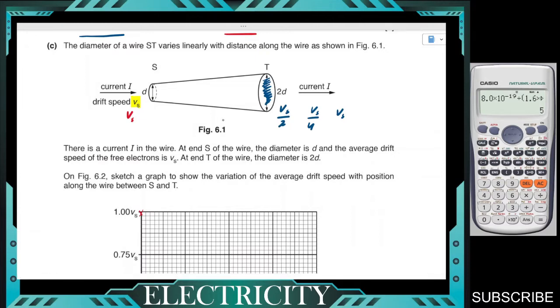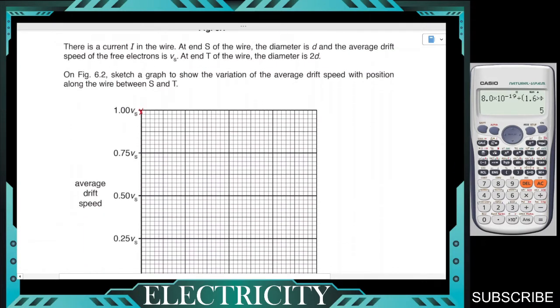So the drift speed would be decreased by the square of this number. If they increase the diameter 3 times, the drift velocity would have been Vs over 9. So it won't be this one. It won't be this one. It doesn't stay the same. It would be Vs over 4. So it would be reduced 4 times.